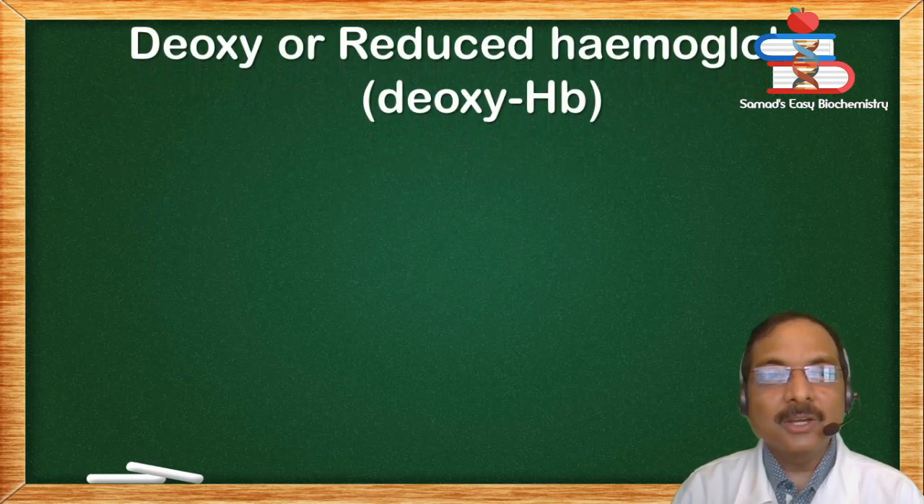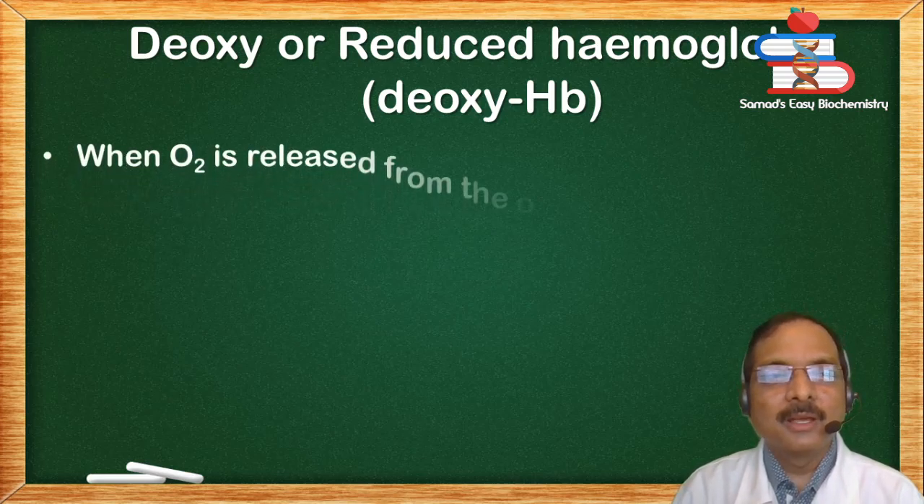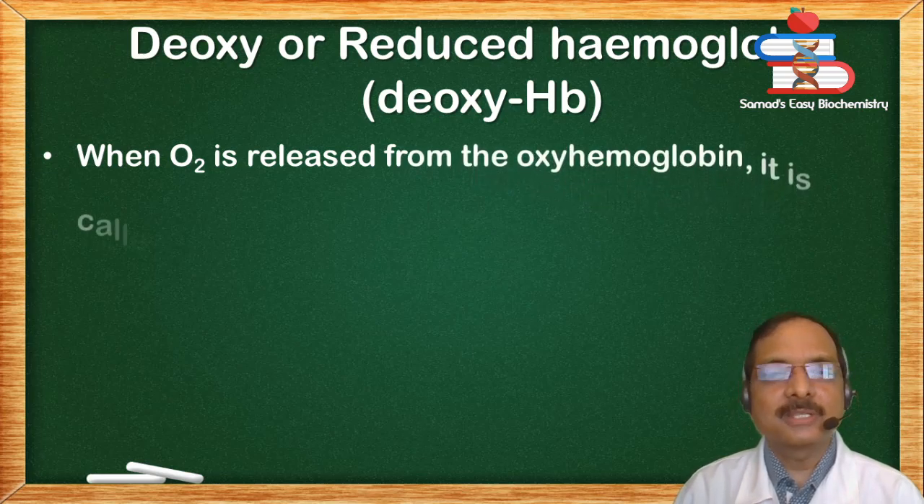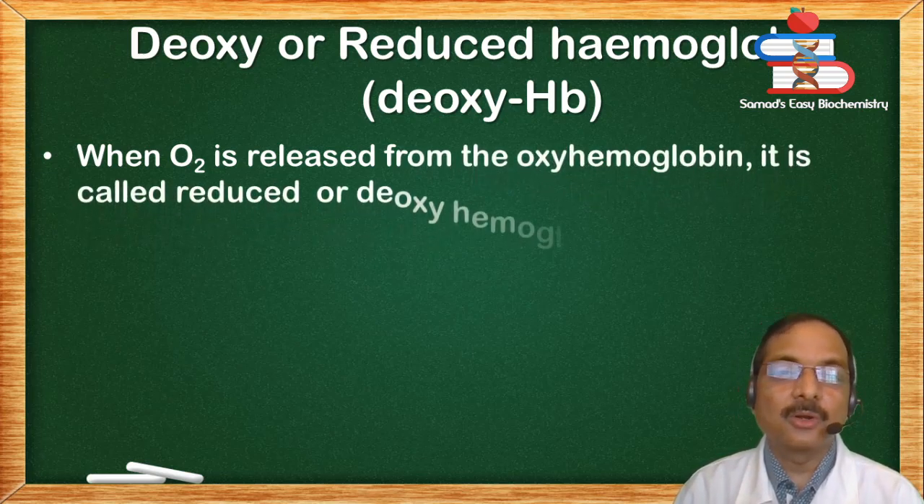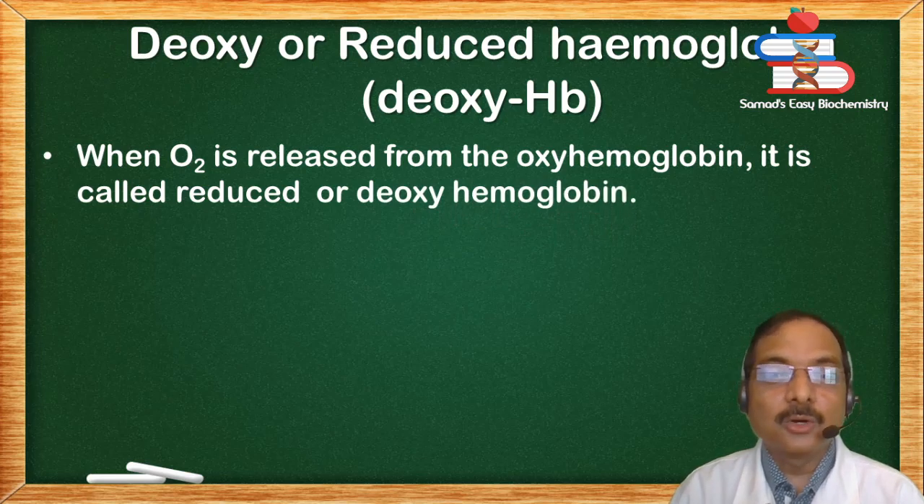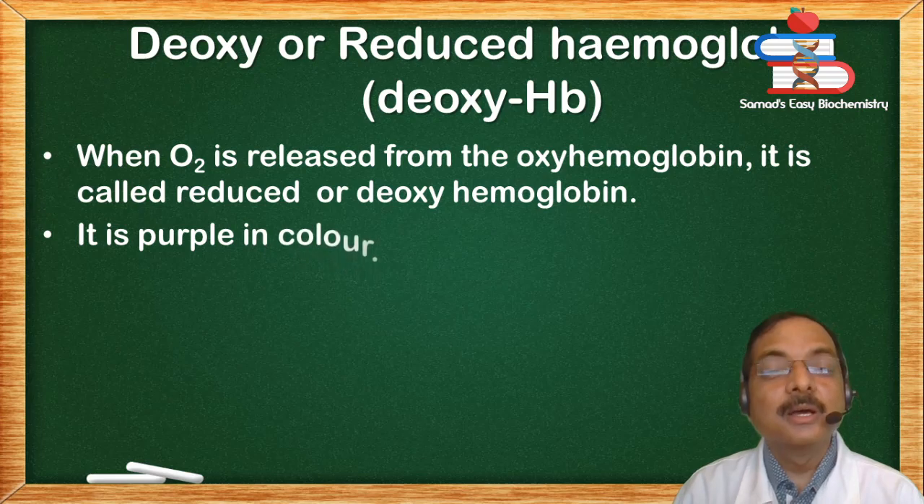Second, deoxy or reduced hemoglobin, deoxy-Hb. When oxygen is released from the oxy-hemoglobin, it is called reduced or deoxy-hemoglobin. It is purple in color.